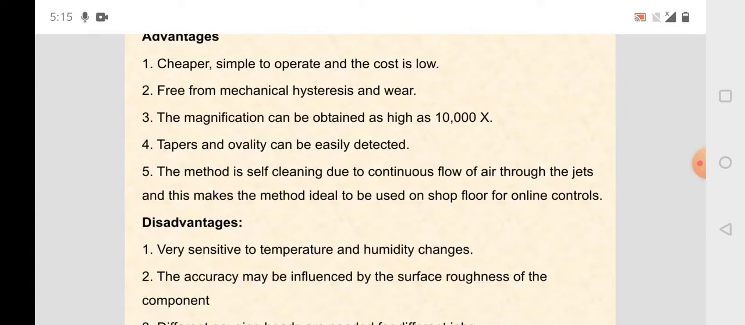The advantages are that it is cheaper, simple, and the operating cost is low, and it is free from mechanical hysteresis and wear. So there is no movement of mechanical parts or mechanisms, that's why there won't be any wear and friction. Magnifications can be as high as 10,000 times. So we can magnify the amount of variation to 10,000 times and get the readings. Tapers and ovality can be easily detected. So any small variation in the dimension can be easily detected. The method is self-cleaning as the air is flowing through the jets.